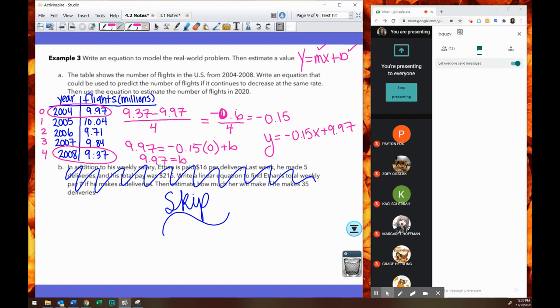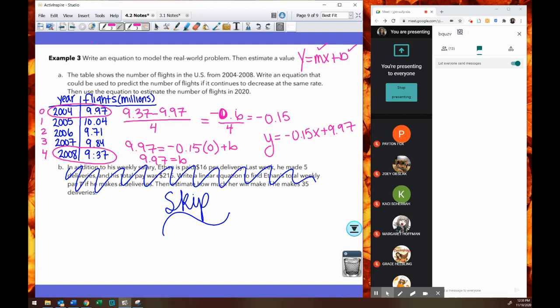The second question then says, use our equation to estimate the number of flights in 2020. So all that means is take a value and plug it into the equation. X is our years, Y is our flights. So if I'm estimating the number of flights in 2020, keeping in mind that I didn't use in terms of thousands, I just used year 0, 1, 2, 3, and 4. If it's the year 2020, what am I gonna plug in for X? If 2004 was year 0, 16. Right. So I can keep counting up.